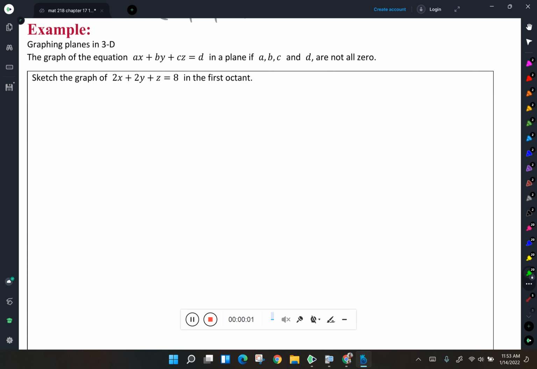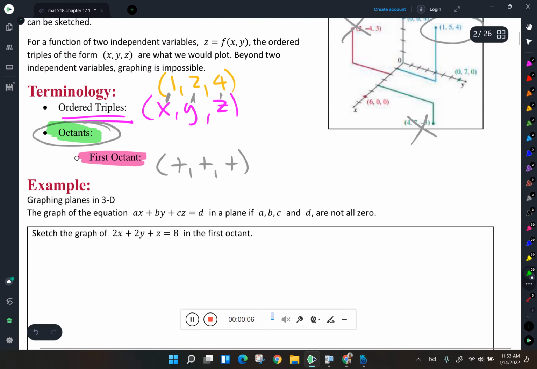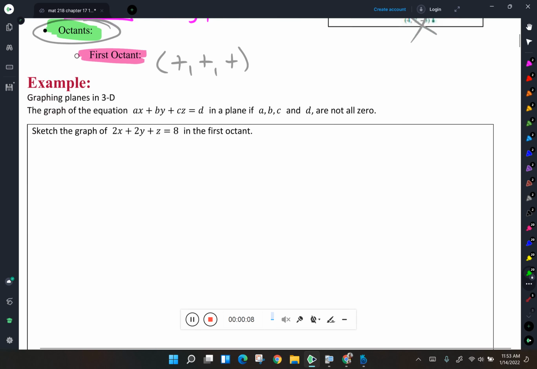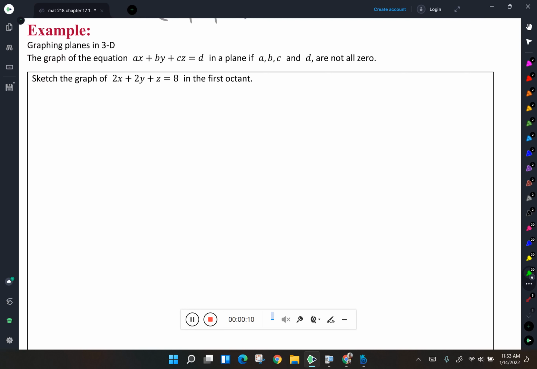Okay, so welcome back. This is chapter 17, section 1, part 2. We left off right up there talking about octants and all that. Now we're down here where we're going to take a look at graphing something in 3D. In this case, we're going to take a look at graphing a plane in 3D.